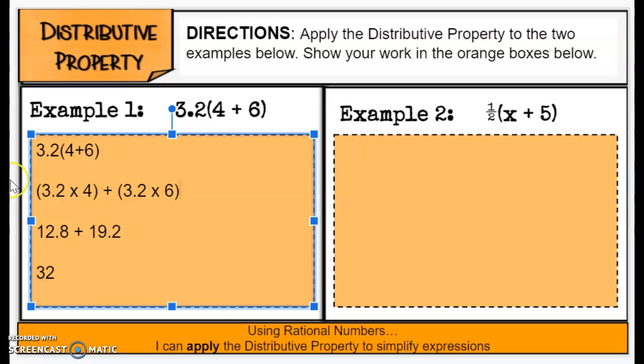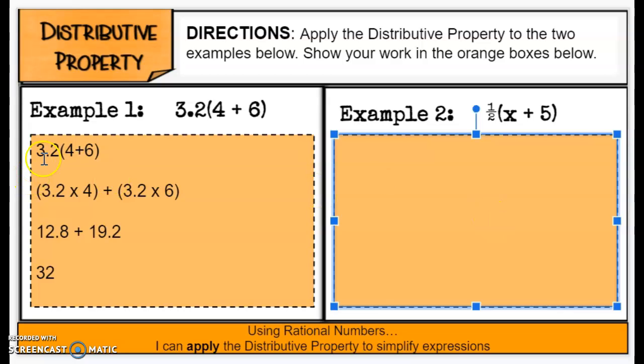Okay, so what I did was I distributed the 3.2 to both numbers. Then I multiplied them, and then I added those together to get my answer. So let me show you in another example. The reason why we did it this way instead of the order of operations, where we just added these and multiplied it by that, is because what if you have a variable? And that's where this x plus 5 comes in.